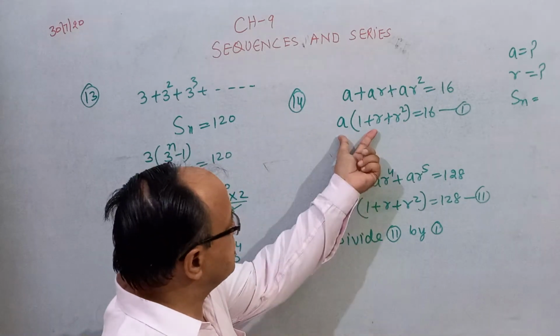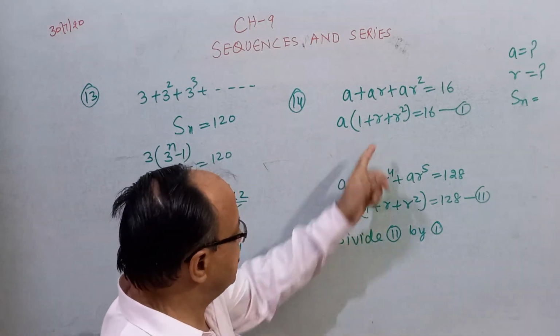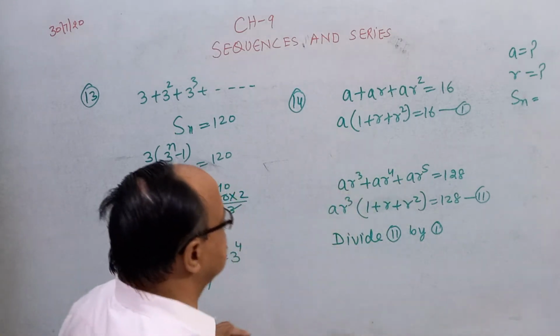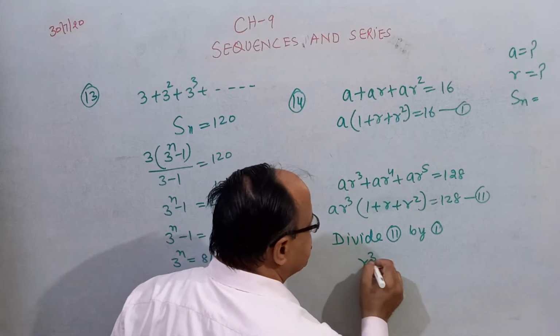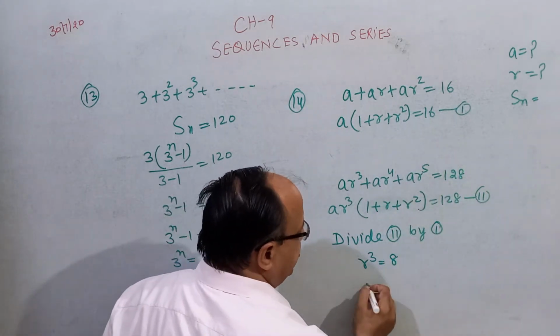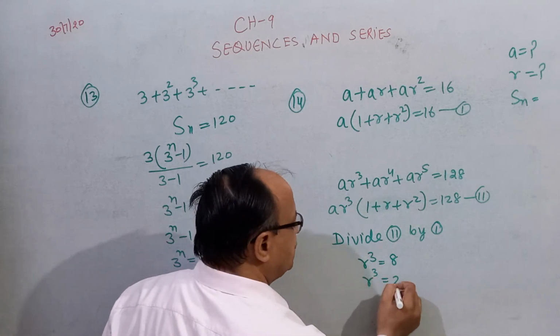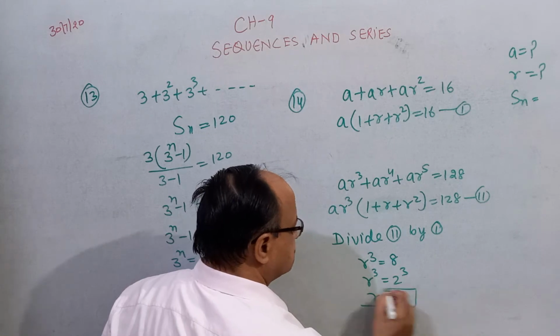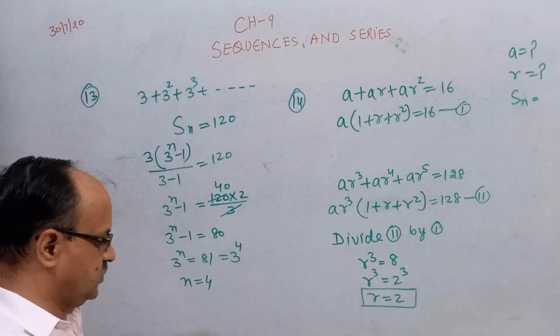This divided by this. When this is divided by this, these two terms are cancelled. A to A cancel. Therefore, R cube is equal to 128 divided by 16, that is 8. R cube is equal to 2 cube. Therefore, R is equal to 2.